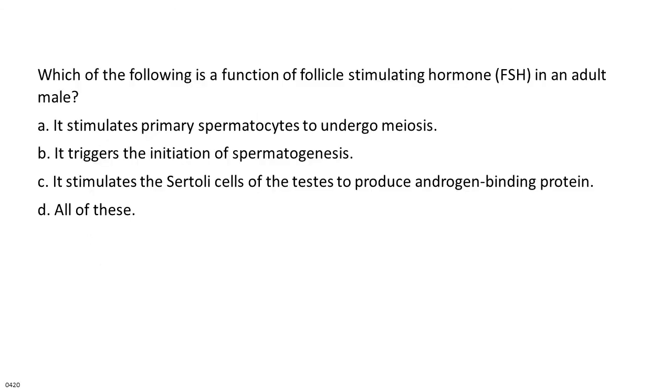Which of the following is a function of follicle-stimulating hormone, FSH, in an adult male? A. It stimulates primary spermatocytes to undergo meiosis. B. It triggers the initiation of spermatogenesis. C. It stimulates the Sertoli cells of the testes to produce androgen-binding protein. D. All of these.